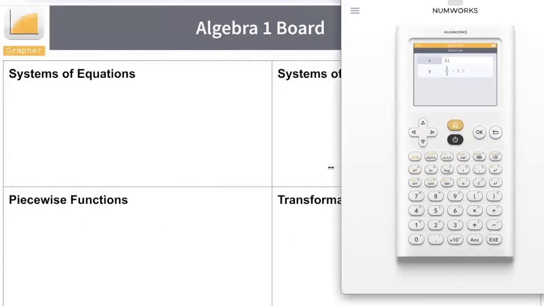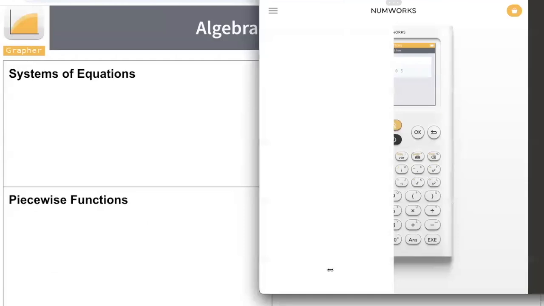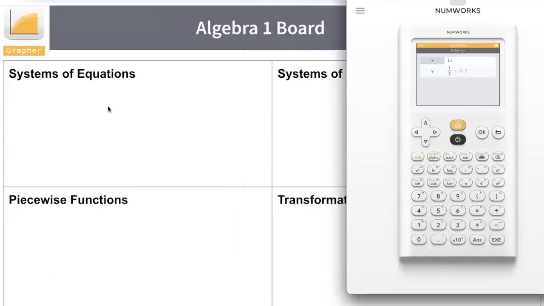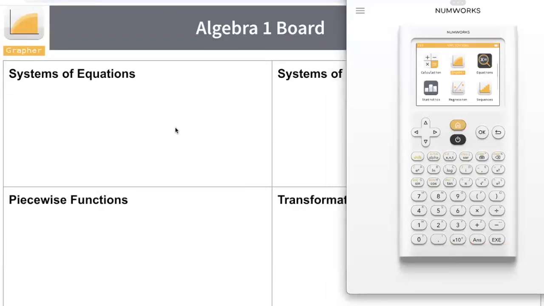We're going to jump to Grapher now. This is one of my favorite apps in the calculator. We're going to actually look, it's a great transition. We're going to look at our system of equations from the Grapher standpoint. So how would it show a system of equations in Grapher?